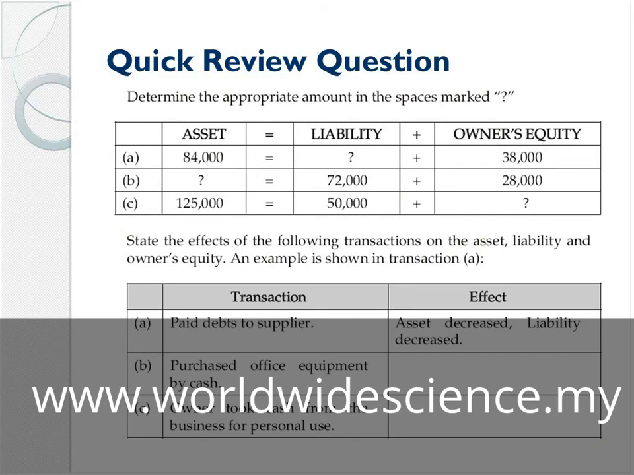Who wants to give the answer? I think this is a simple one. Who wants to give the answer for the first exercise? Assets is equal to 84,000, and liability, we have no figure, and ownership is 38,000. If anyone wants to do a calculation, they can calculate. I have my answers also.